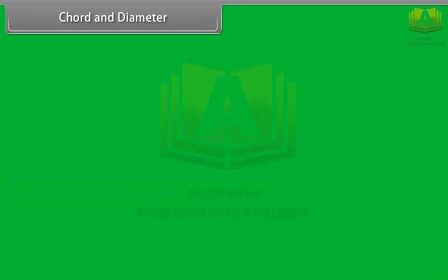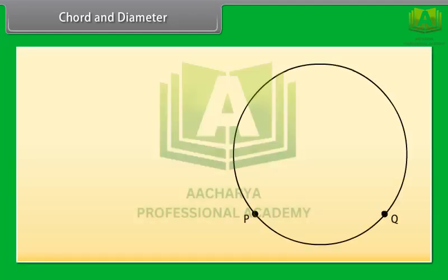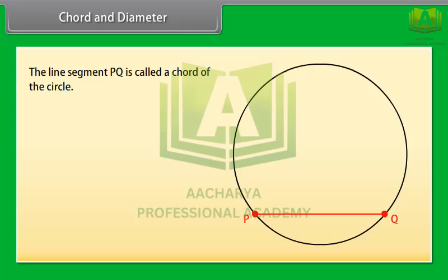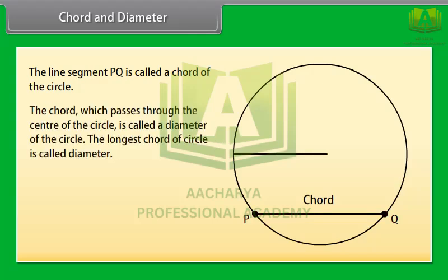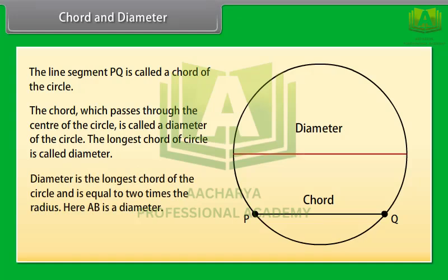Chord and diameter. If you take any 2 points on the circle, say P and Q, and join them, then the line segment PQ is called a chord of the circle. The chord, which passes through the center of the circle, is called a diameter of the circle. The longest chord of the circle is called diameter. Diameter is the longest chord of the circle and is equal to 2 times the radius. Here we can see that AB is a diameter.